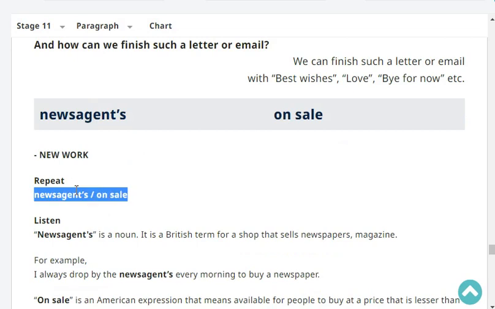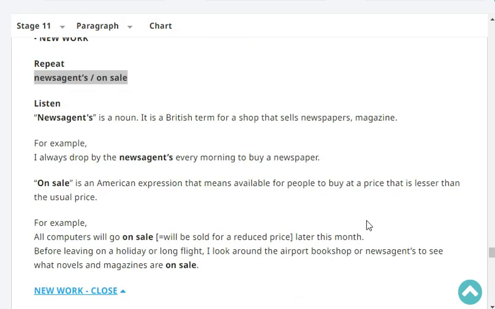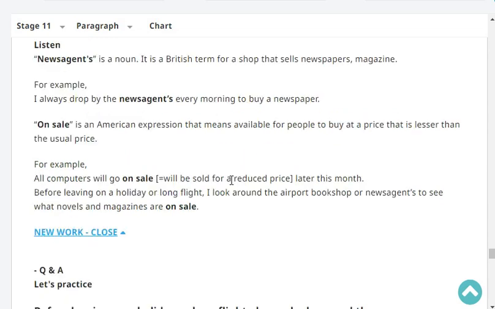Okay, next, repeat. News agents. On sale. Very good. Okay, let's see. News agents is a noun. It is the British term for the shop that sells newspapers and magazines. In America, they call it a newsstand. For example, I always drop by the news agents every morning to buy a newspaper.